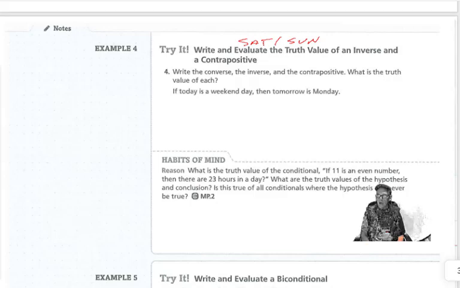Okay, but let's form the converse of this. We're forming the converse. Remember, converse is Q then P. If Q then P. So if tomorrow is Monday, then today is a weekend day.